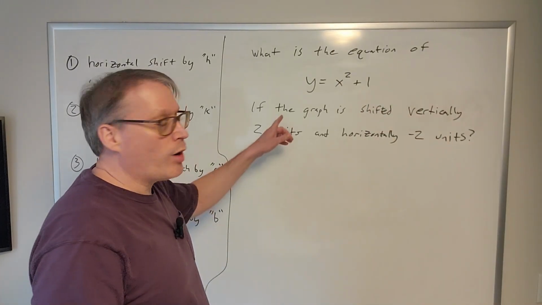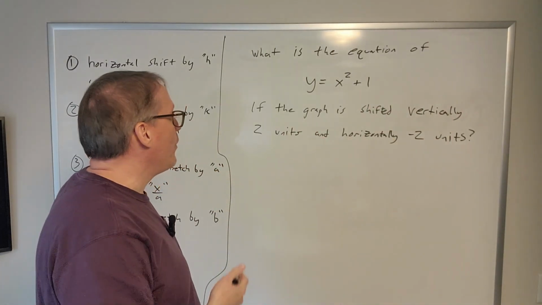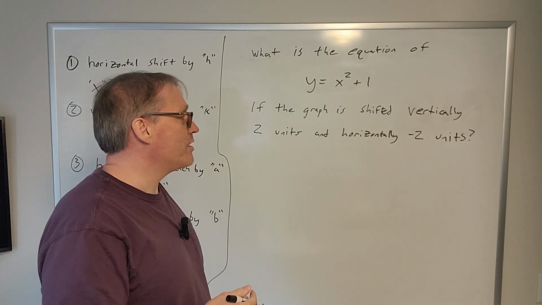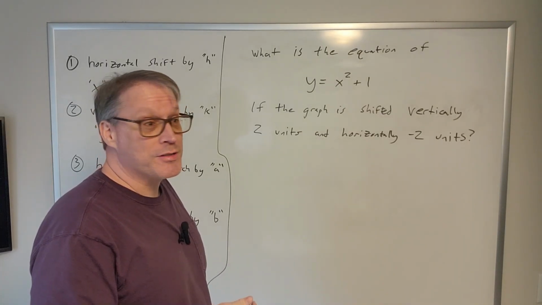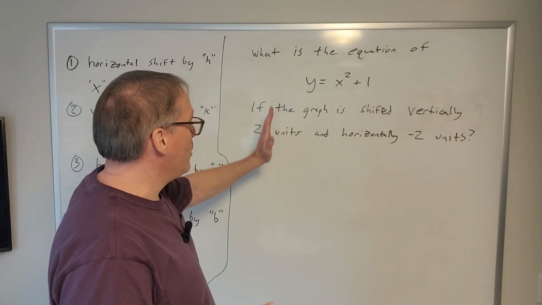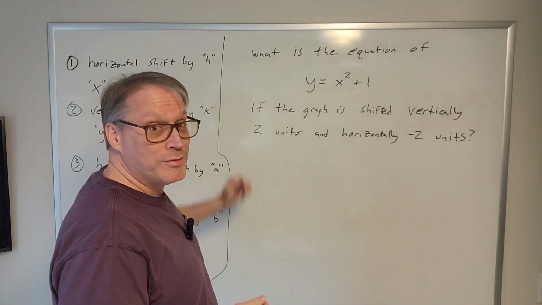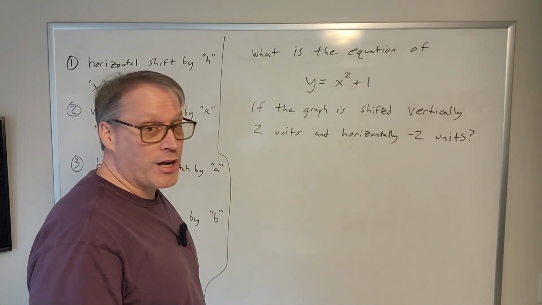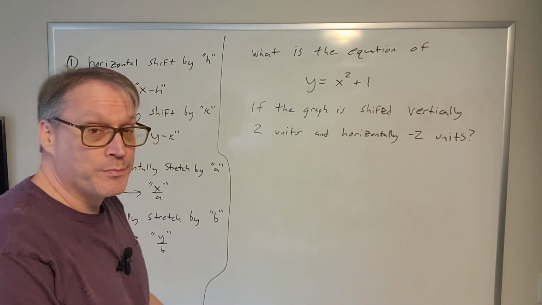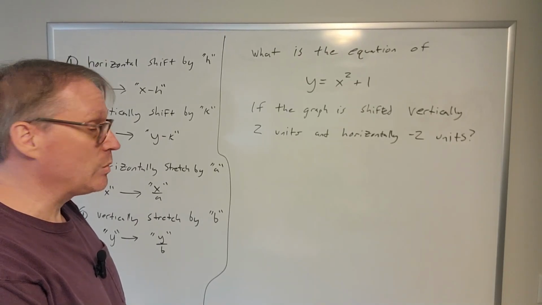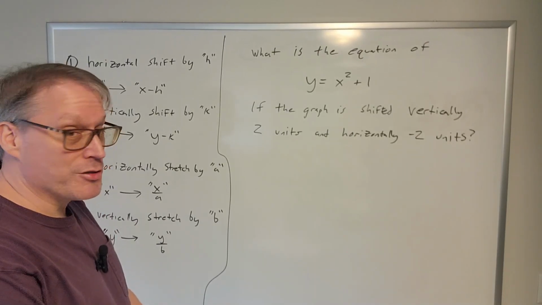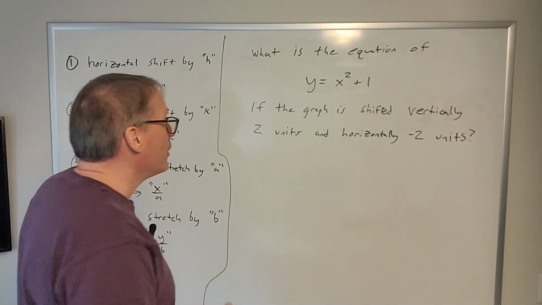Okay, we have the equation y equals x squared plus 1. We want to shift it vertically 2 units and horizontally minus 2 units. In other words, up 2 and then to the left 2. Give it a shot. What would the new formula be? Pause the video. Resuming. Okay, here we go.